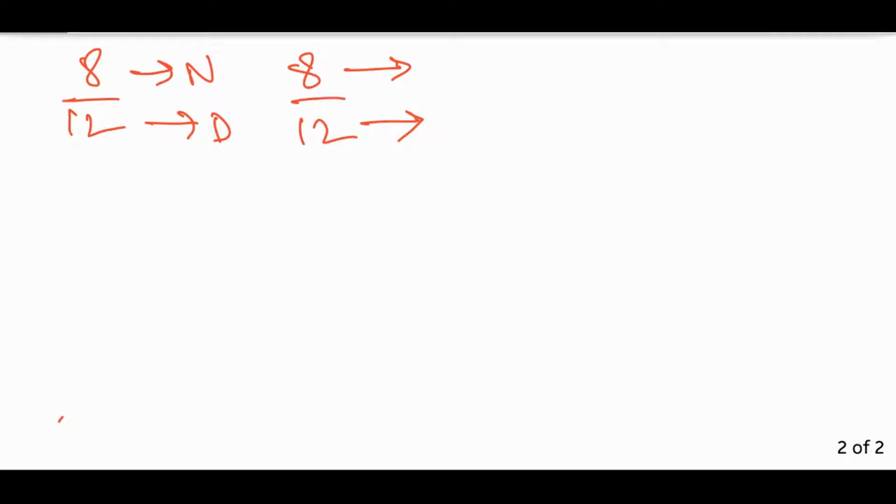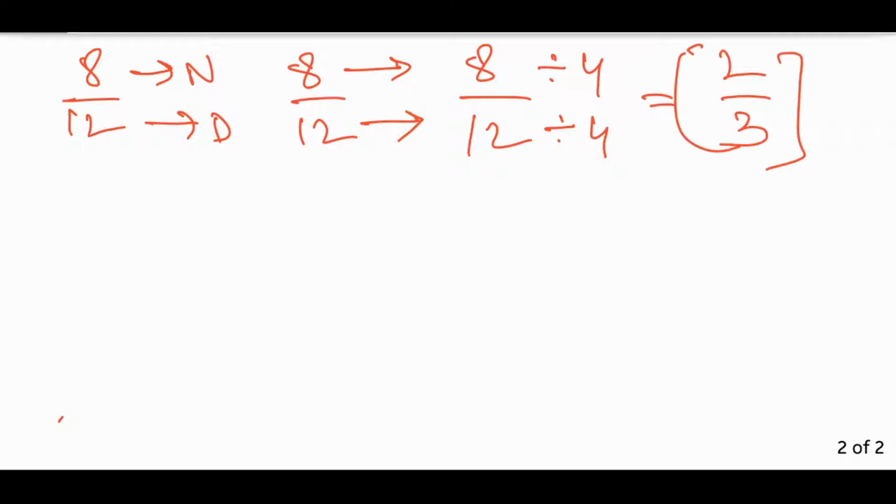Now 8 can be divided by 2 and 12 can also be divided by 2, or I can say 8 can be divided by 4, 12 can also be divided by 4. So what I do is 8 by 12, I divide both the numerator and denominator by 4. So what I get is 2 by 3. So 2 by 3 is the answer, because we cannot divide it further. We can divide 2 by 2, but 3 we cannot divide by 2. So there is no common term which we can divide with. So 2 by 3 is the simplest form of the fraction 8 by 12.